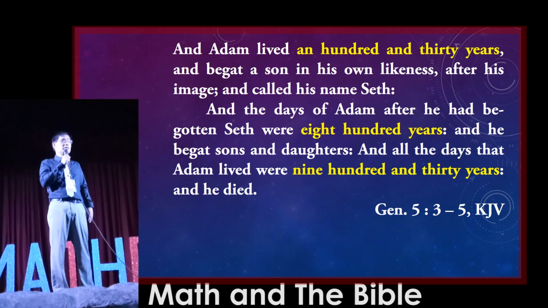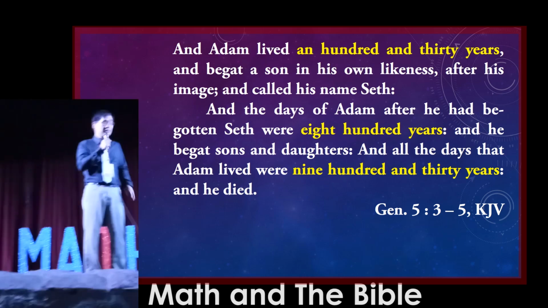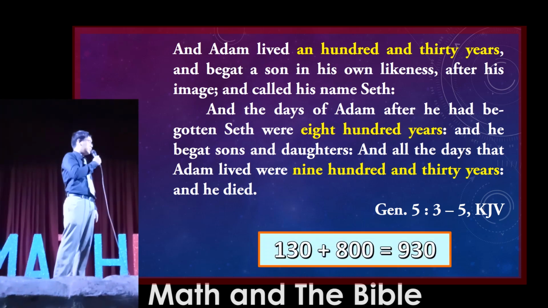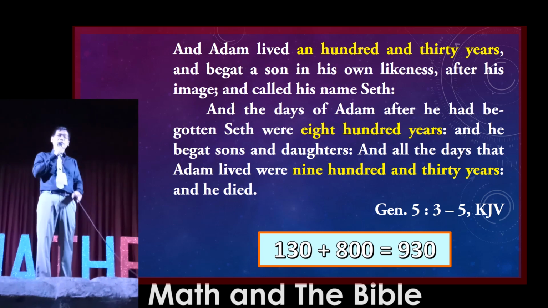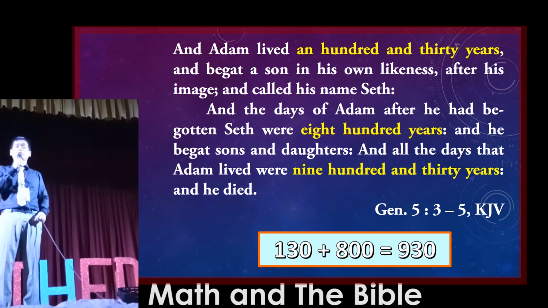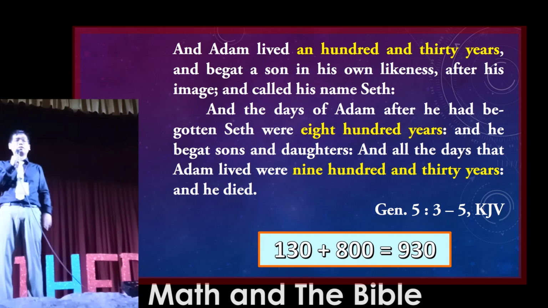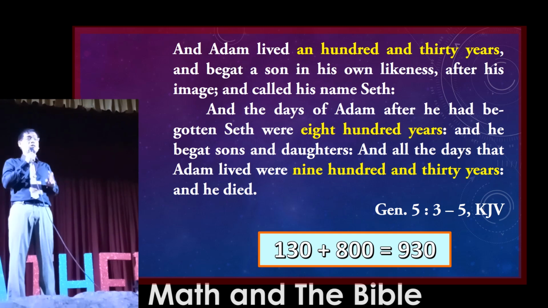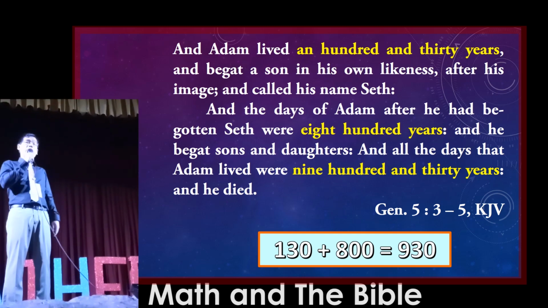So what do we have here? Addition, right? Let us see. 130 years plus 800 years equals 930 years. Starting from Genesis, God has already taught his men about the four fundamental operations. And it has been, as I said, the basis of math instruction ever since.